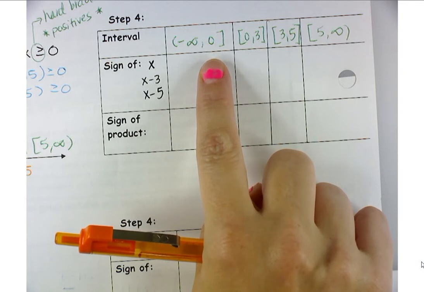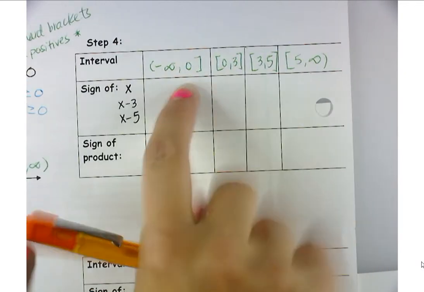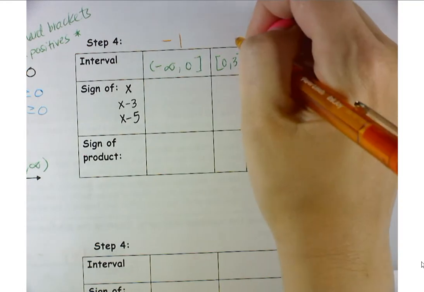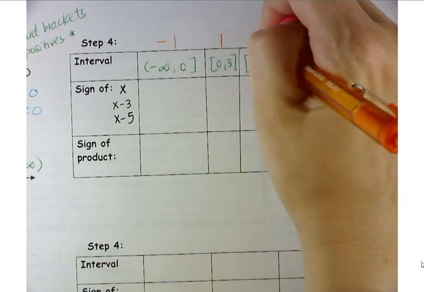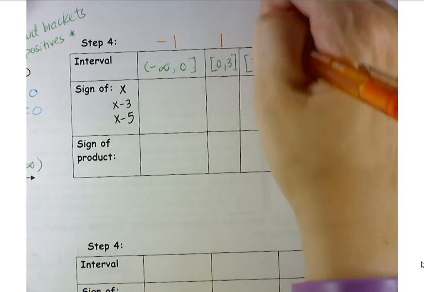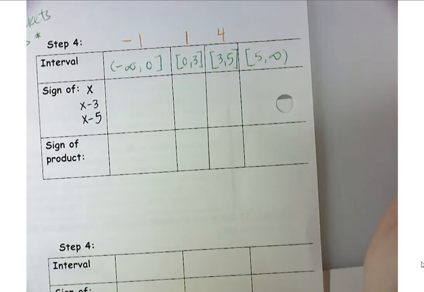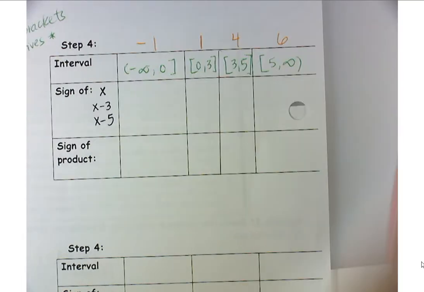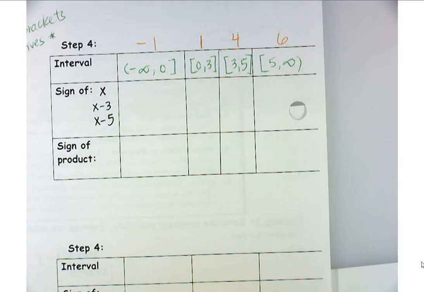Shauna, what are some good test points? Negative 1, okay, 1, good, 4, and 6. Good.